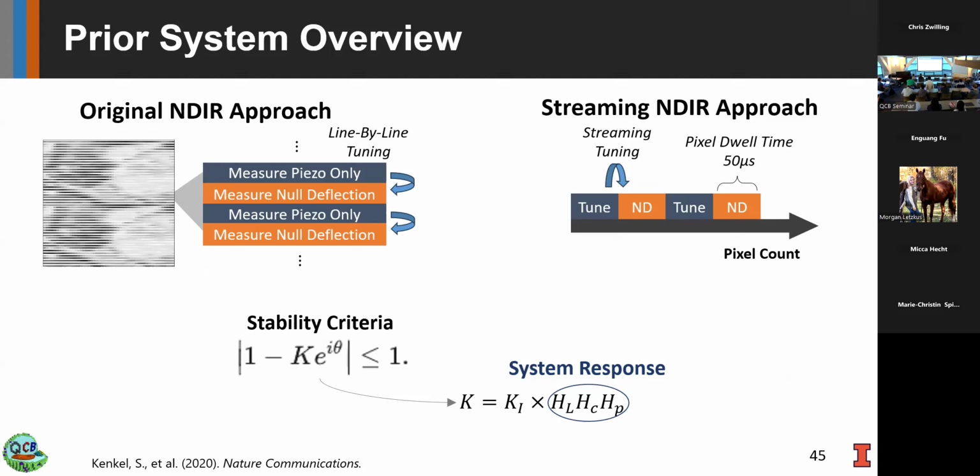The new system instead is going to integrate different technology hardware to be able to sequence whatever pixel we want to command at 50 microsecond pixel rates. So for null deflection, we can then tune with the piezo measurements and then measure null deflection on the subsequent pixel and just have this signal streaming constantly. And then you can just form images and read it out like any other channel.